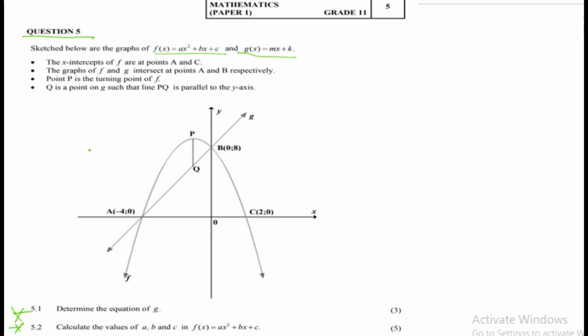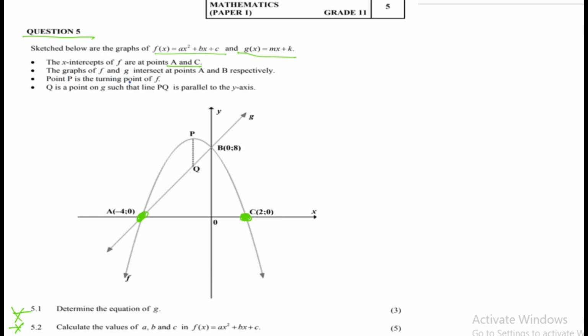Bullet number 1, the x-intercepts of f are at point A and C. So let me go to point A and C. Point A is this one. Point C is this one. All right. So we are told that these are the x-intercepts.